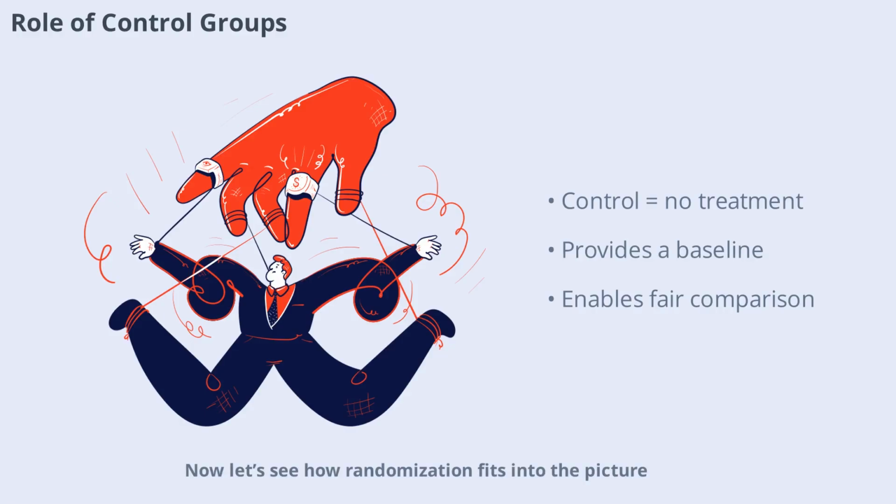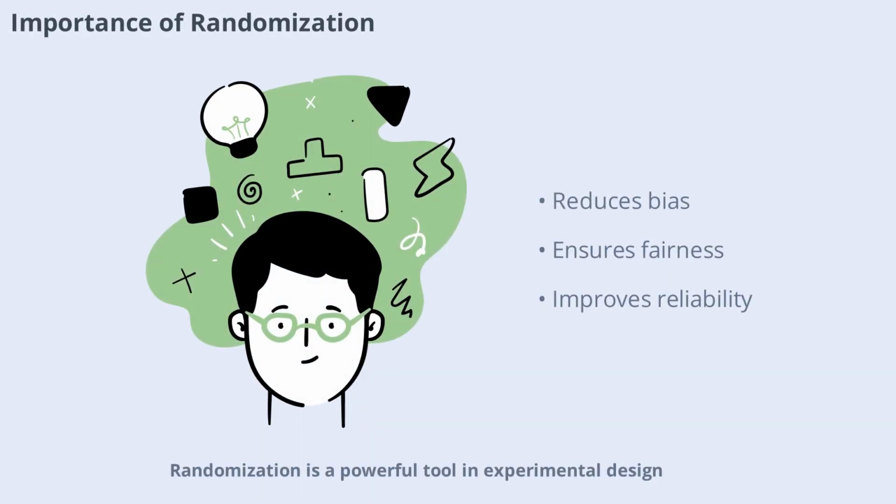Now let's see how randomization fits into the picture. Randomization is a powerful tool in experimental design. By randomly assigning subjects to different groups, you minimize the risk of bias and ensure that differences between groups are due to the treatment, not other factors. This makes your results more trustworthy. Randomization can be as simple as flipping a coin or using computer software to assign participants. It's a key step in making sure your experiment is fair and objective.